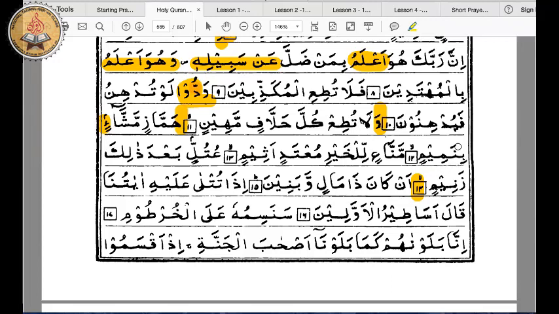And make this noon a bit shorter because it was too long for just a fatha. Binamim.